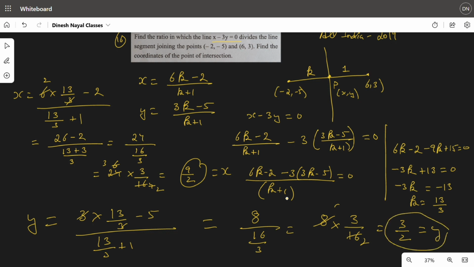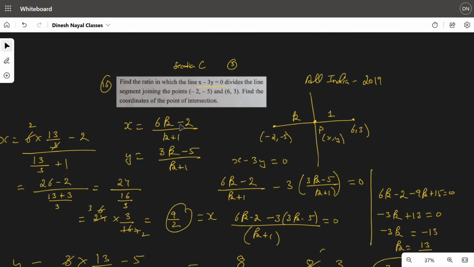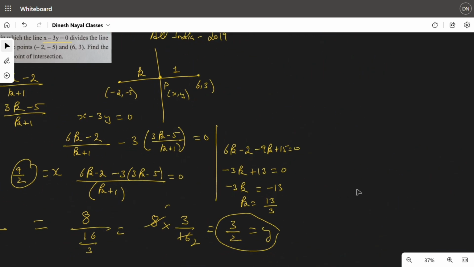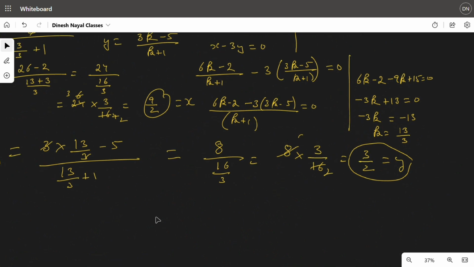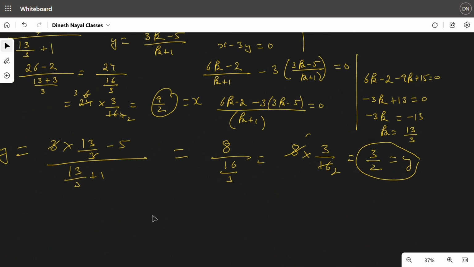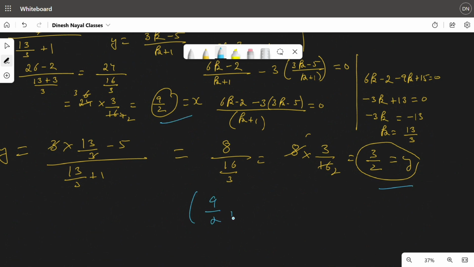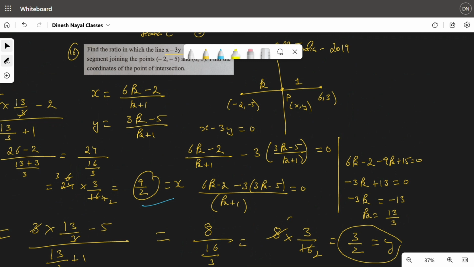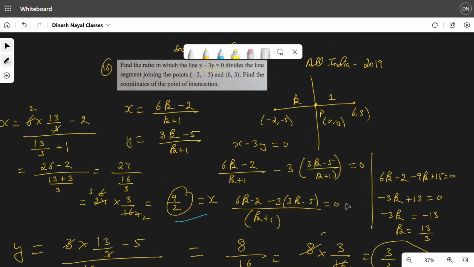Hence, the coordinate is 9 by 2 and 3 by 2. As the question was, find the coordinates of the point of intersection, we have 9 by 2 comma 3 by 2 as the coordinates of the point of intersection.